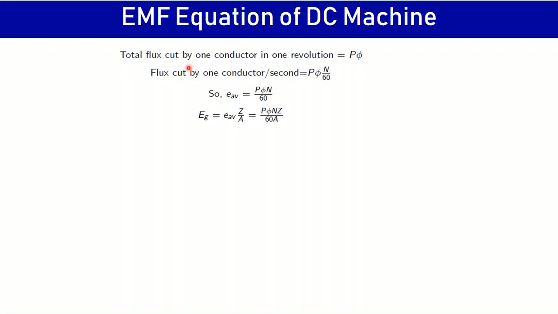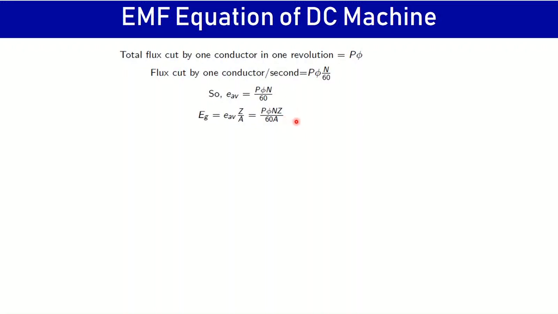So the flux cut by one conductor in one revolution will be P phi, which is the total flux in the air gap. Since the machine is rotating with N rotations per minute, the flux cut by one conductor in 1 second will be P phi into N by 60. So the average EMF for all the conductors, considering the parallel paths also, we get as P phi N Z by 60A. So this is the standard expression for the average EMF.